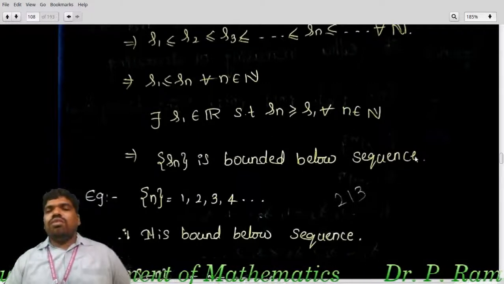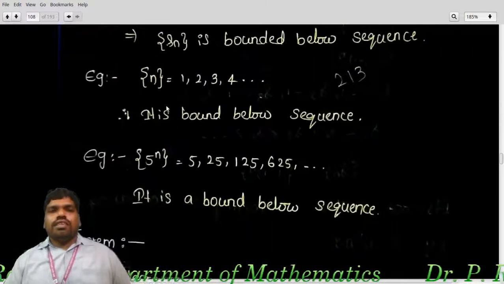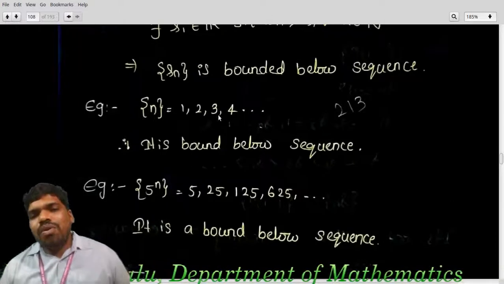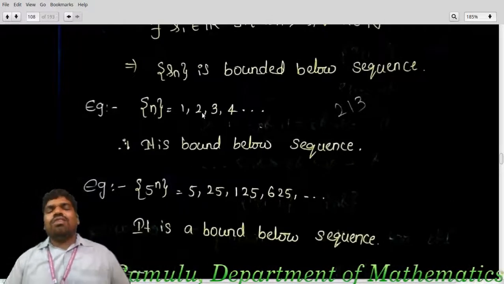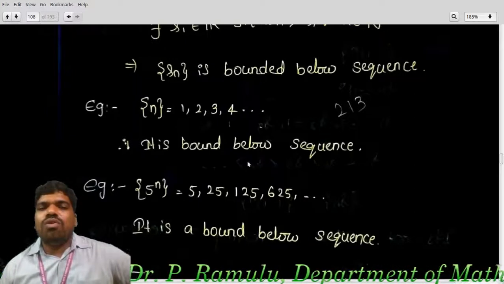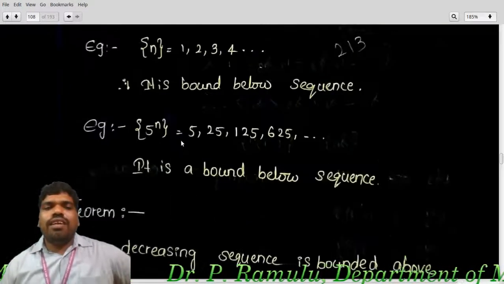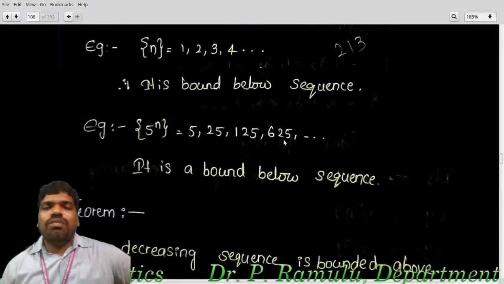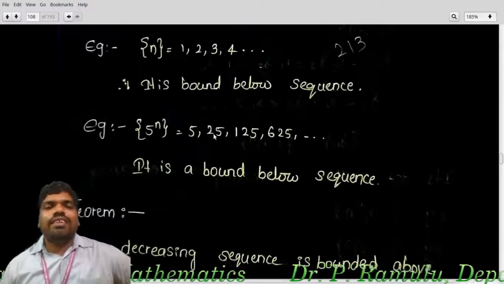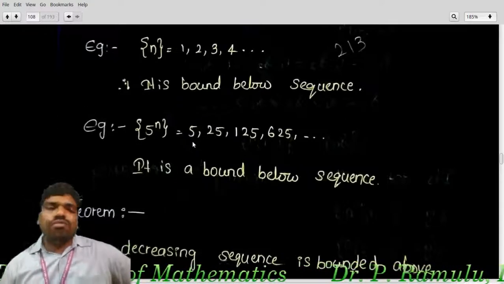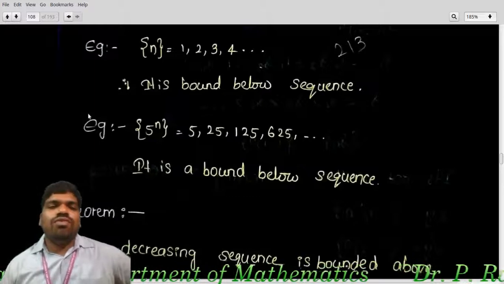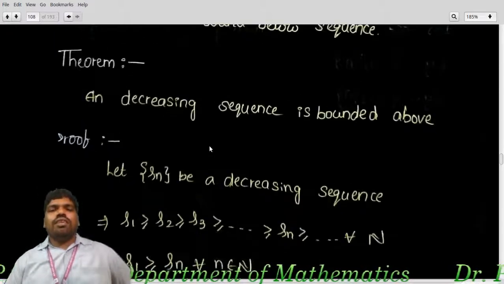Example: Sn equal to n, 1, 2, 3, 4. It is a bounded below sequence. Why? Because, as already discussed, the lower bound is 1. Another example: 5 to the power n, 5, 25, 125, 625. The lower bound of the sequence is 5. Not only 5, you can take 1, 2, 3, 4 also as lower bounds. This is the bounded below sequence theorem.